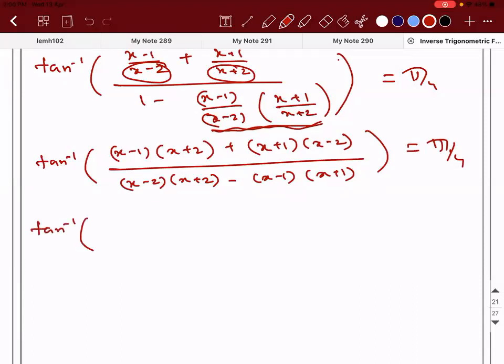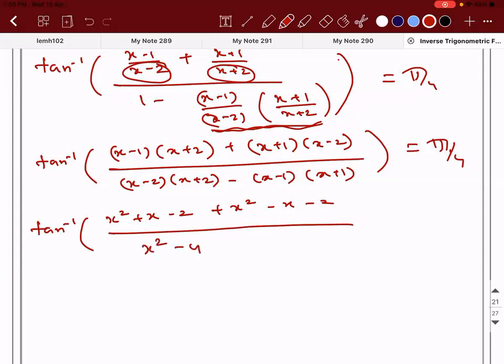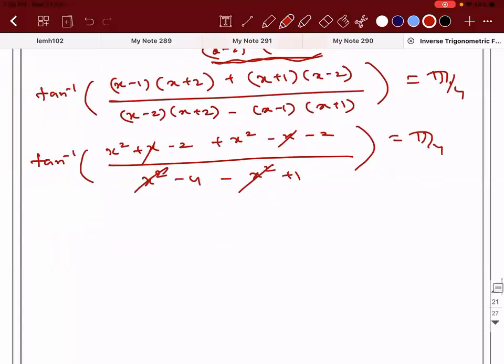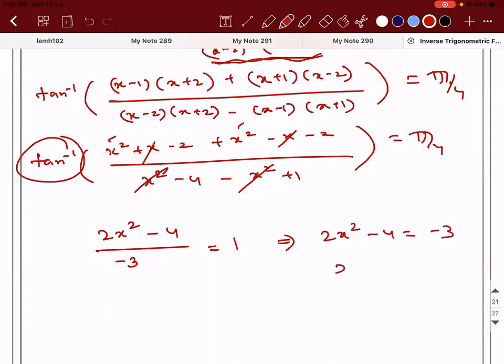Okay, so tan inverse of, now take the product, x square plus x minus 2 plus x square minus x minus 2, divided by x square minus 4 minus x square plus 1. Cancel it. x and x are gone. So this tan inverse, I can take it to the other side, it becomes 1. So 2x square minus 4 divided by minus 3 is equal to 1 now, which implies 2x square minus 4 is equal to minus 3. 2x square is equal to 1. So x square will be equal to 1 by 2, x is plus or minus 1 divided by root 2. But what if?